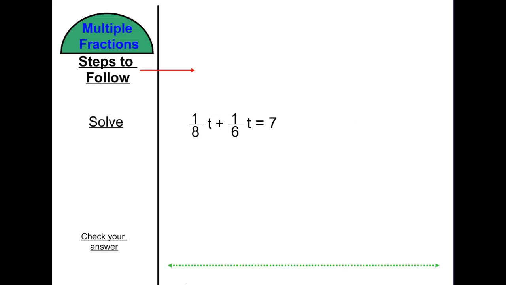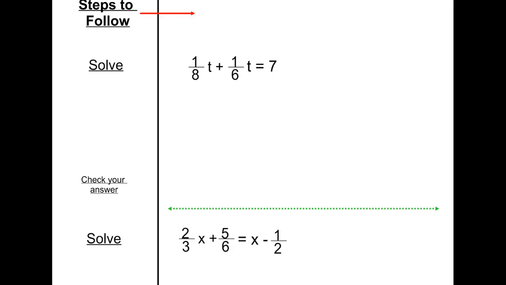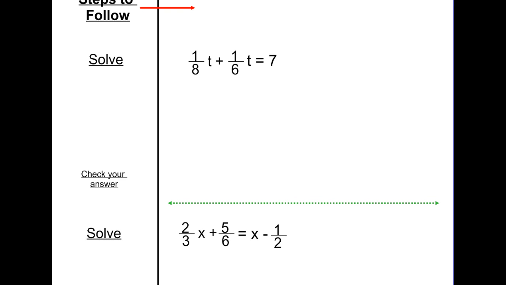I'm going to do a couple more problems, and then I'll let you guys try them a little bit more. So first thing we need to do is we have two fractions here. We can't just multiply by one number, so all we have to do is find the least common multiple between the two, LCM.